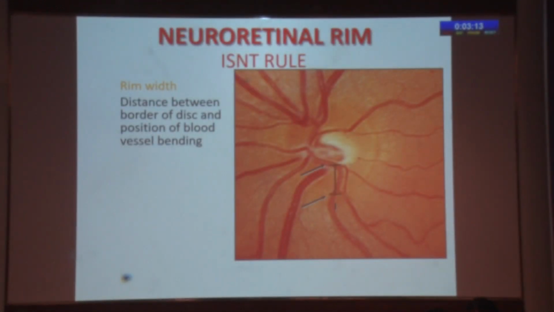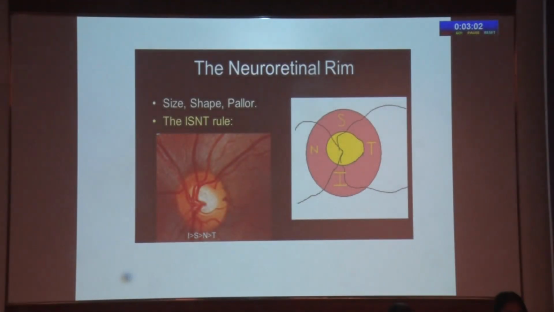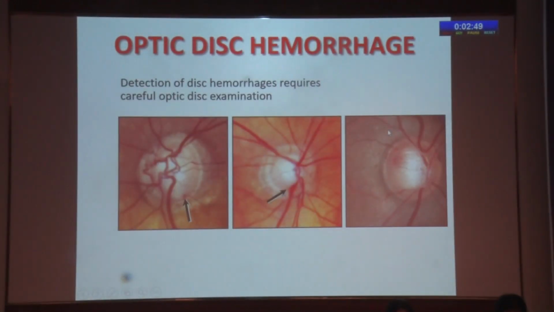The ISNT rule, which you all know: the inferior border, followed by the superior, then nasal, and finally the temporal. That's the order in which it should go. Any deviation from that needs follow-up. That's the neuroretinal rim and the ISNT rule. The parapapillary atrophy, as I told you, we're interested in the beta zone, the zone right next to the disc, which shows up, and not the alpha zone. The optic disc hemorrhages, the most pathognomonic area, of course, is the inferior part of the disc, and that would generally disappear in 2 to 6 weeks and get converted to a notch. And that's the notch that you see out there.